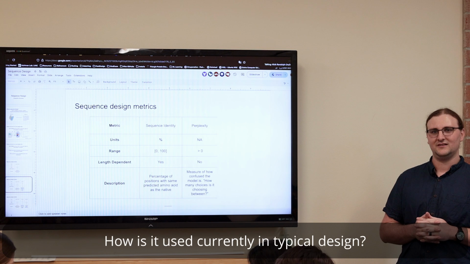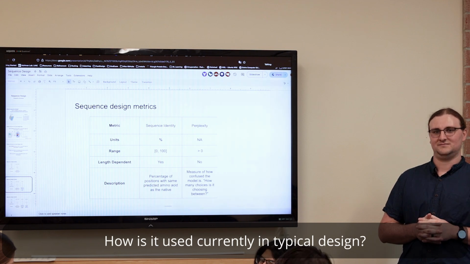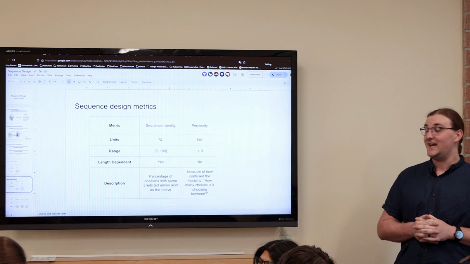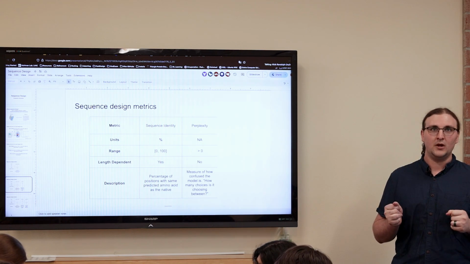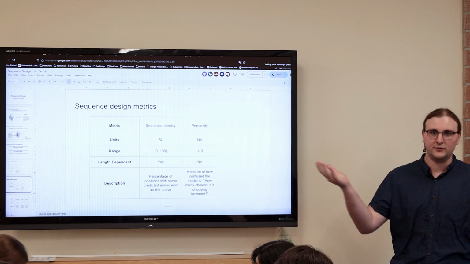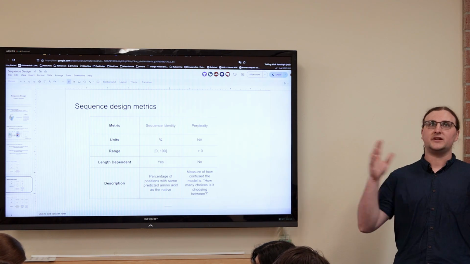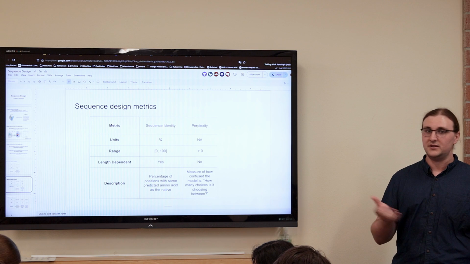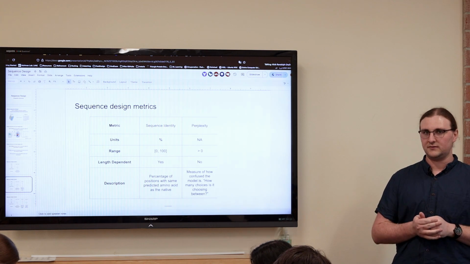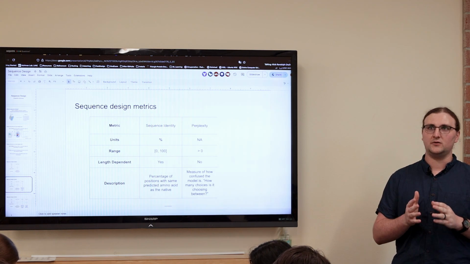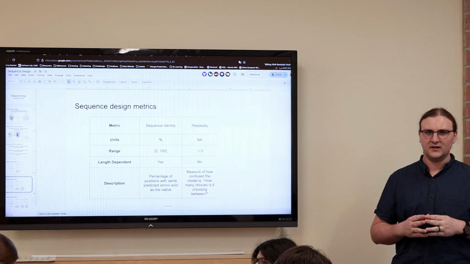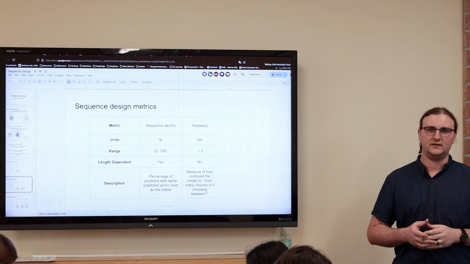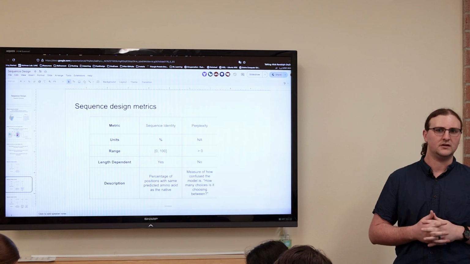So I can follow up, how is it used currently in typical design? Yeah, typically lower perplexity is better, just because right now I don't think we're getting to the point where these models are overfitting to the data. You can easily overfit them to the data, but when we're averaging it over the entire test set, if you've trained your model well enough, it shouldn't really be a concern, because we'll have the information about what the training set was, so we'll know if it's overfitting.